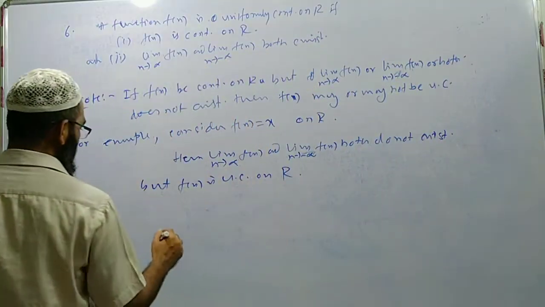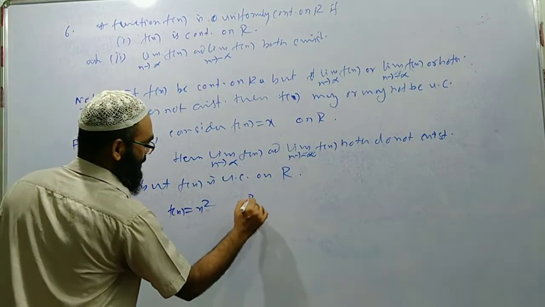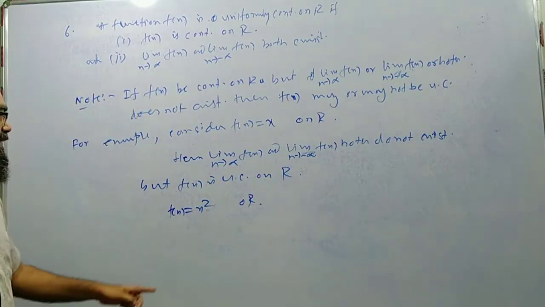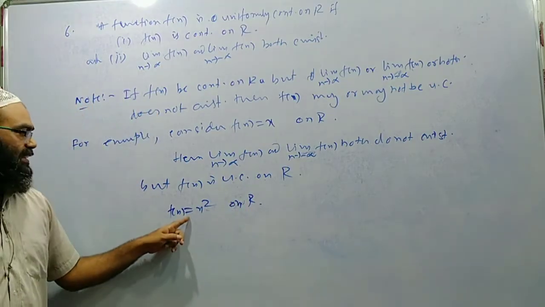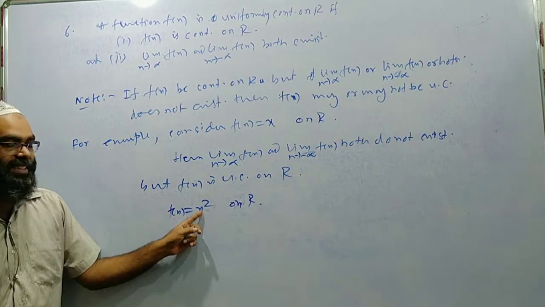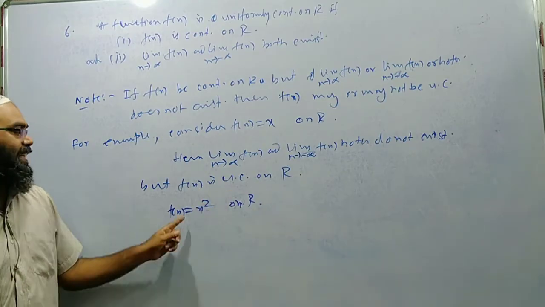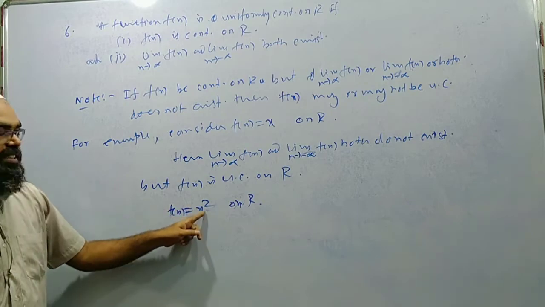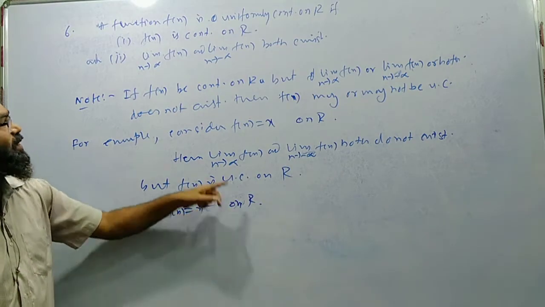If we choose the function f(x) equal to x square on R, it can be proved that this function is not uniformly continuous on R. Here observe that f(x) equal to x square is a polynomial. A polynomial is an everywhere continuous function, therefore f(x) is continuous on R.